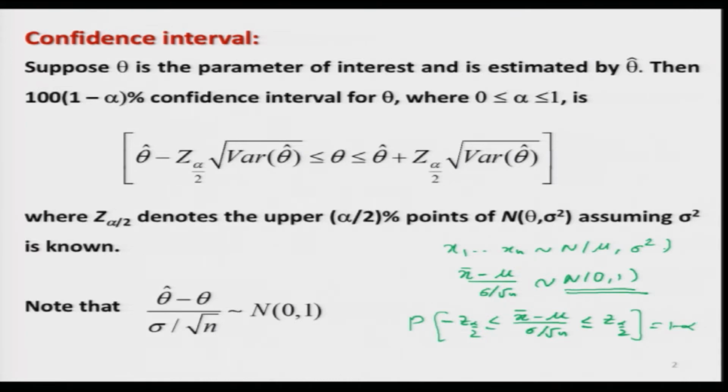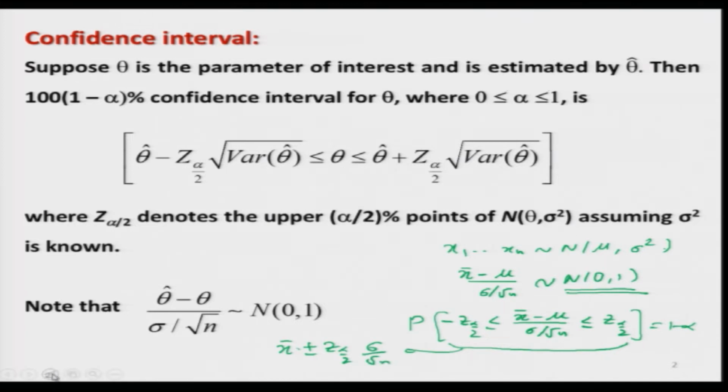And if you try to solve this inequality, you will get the lower and upper confidence limits, right. So, this is the basic theory that we have done. So, essentially if you try to obtain the confidence interval here, that will look like x bar plus minus z alpha by 2 and sigma by root n.